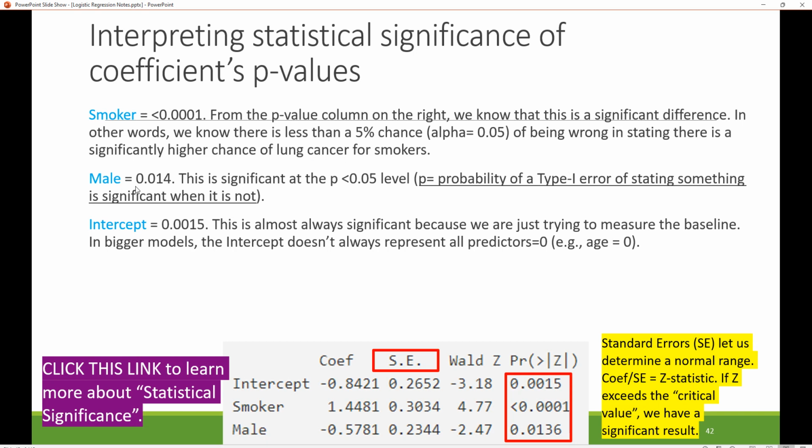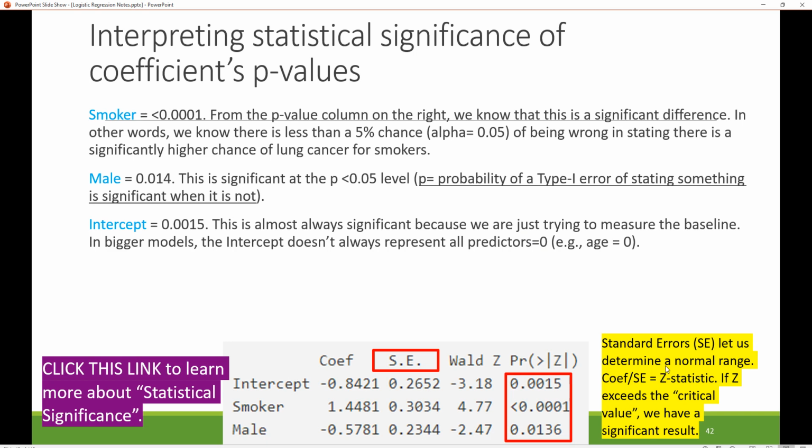The male effect, the p-value, is 0.014. This is significant at the p less than 0.05 level. P equals the probability of a type 1 error, of stating something is significant when it is not. And for the intercept, that p-value is 0.0015. This is almost always significant because we are just trying to measure the baseline. In bigger models, the intercept doesn't always represent all predictors equal to 0, and that's what that baseline should represent.